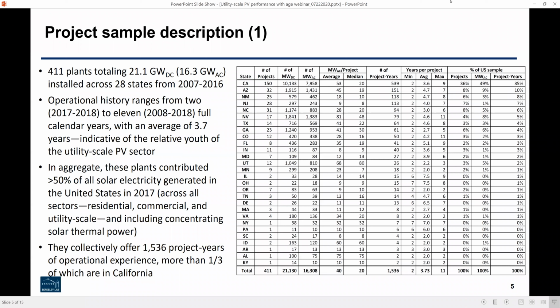Not surprisingly, the sample tends to be dominated by California and other southwestern states, though again, the full sample does span 28 states.